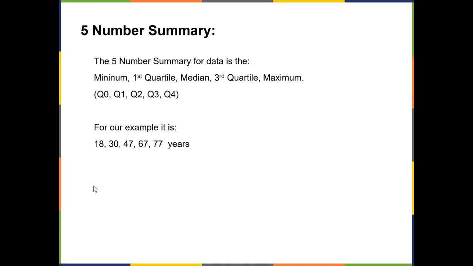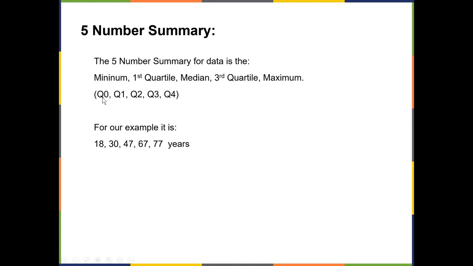One thing we like to use to summarize data is called the 5-number summary, and it's a list of values that include first the minimum, the first quartile, then the median, then the third quartile, and then the maximum. We can also think of these as just 5 quartiles.